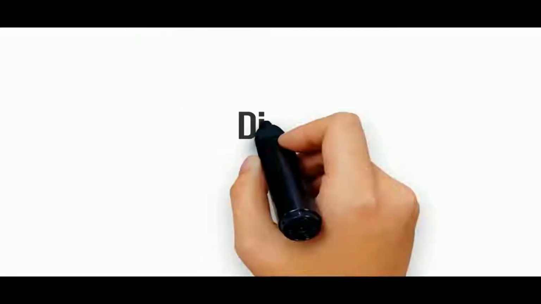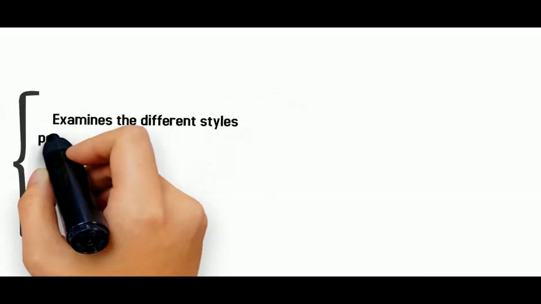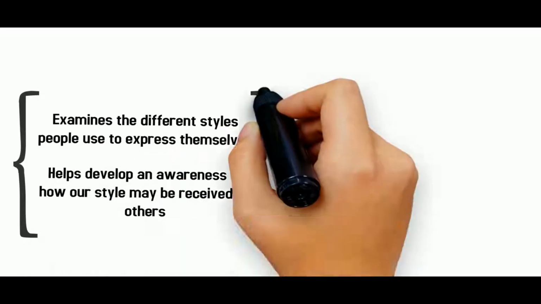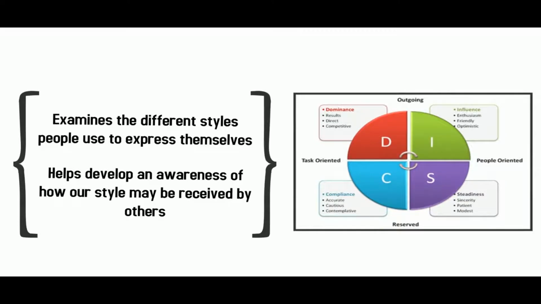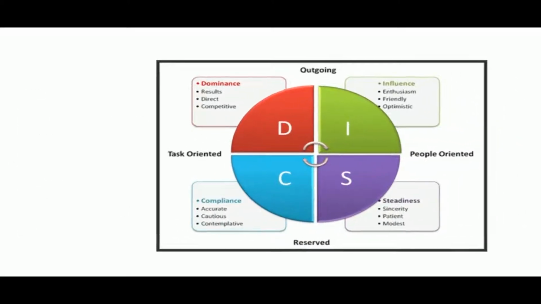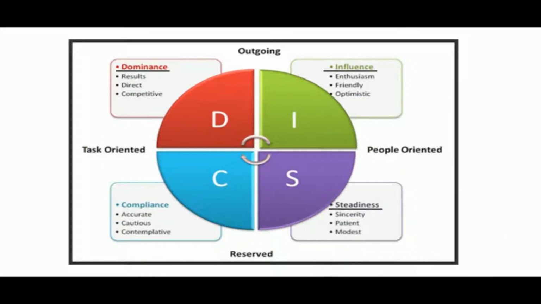The DISC communication style examines the different styles people use to express themselves and helps develop an awareness of how our style may be received by others. It could be a standalone code or a combination of two styles: dominance, influence, steadiness, and conscientiousness. DISC.